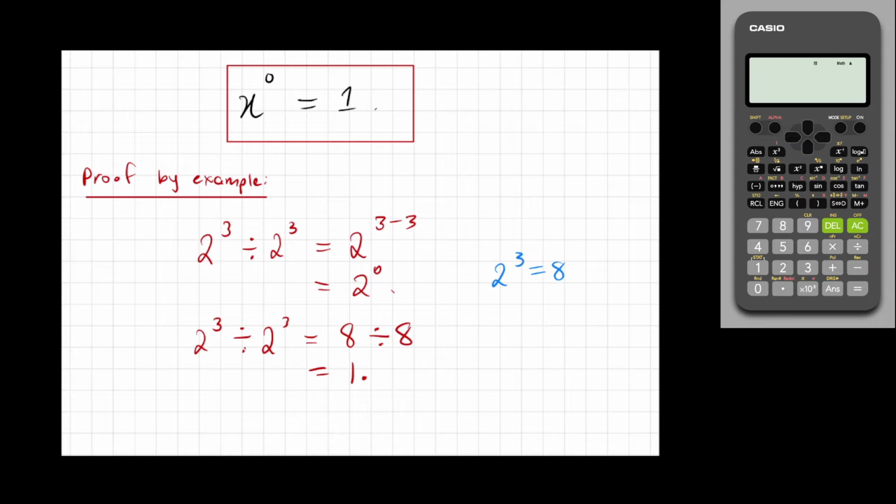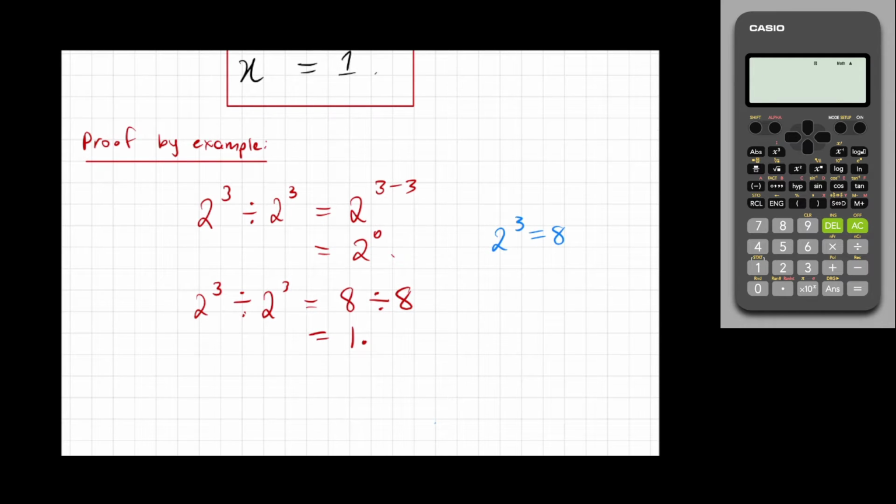Well, hang on a second. We just said up here that 2 to the power of 3 divided by 2 to the power of 3 was equal to 2 to the power of 0. But down here, we said 2 to the power of 3 divided by 2 to the power of 3, well, that's just equal to 1. So that must mean that if 2 to the power of 3 divided by 2 to the power of 3 is equal to 2 to the power of 0, and 2 to the power of 3 divided by 2 to the power of 3 is equal to 1, then 2 to the power of 0 must be equal to 1.